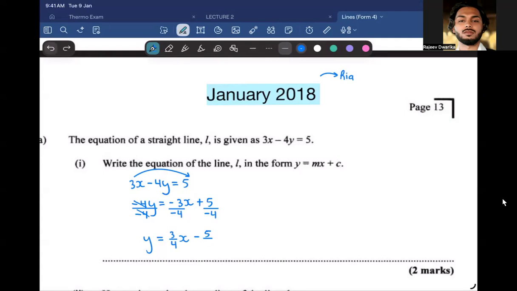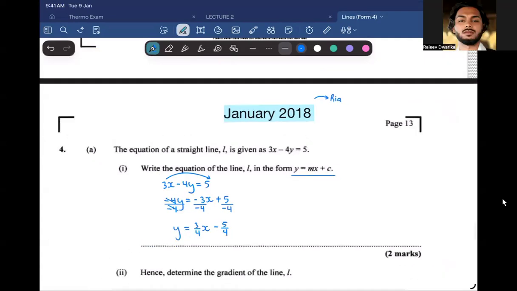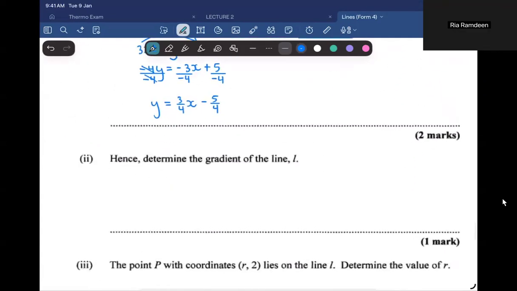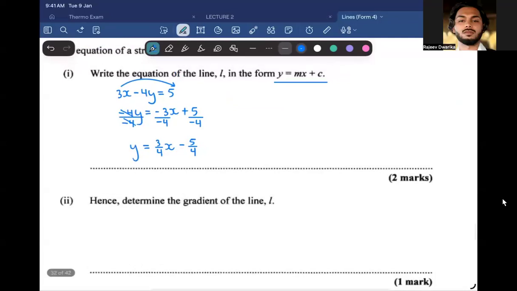And just like that, that's the answer, guys. That's it. Are we okay? Let me know if you're okay with that now. Hence, anytime you see the word hence, it means that they want you to utilize what you did in the previous part.